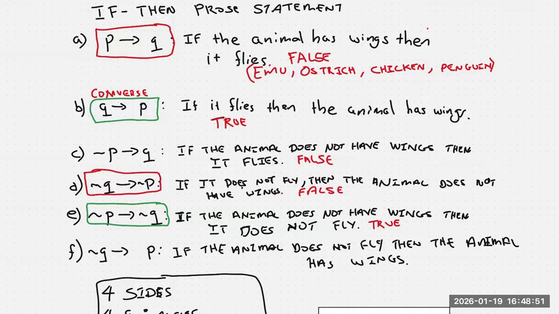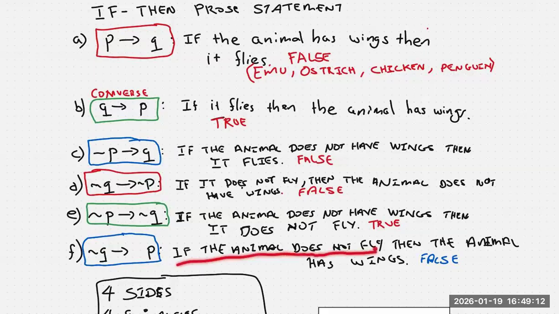We'll put them in blue. These two, C and F, are contrapositives. So they should have the same result. One is false, so the next one has to be false as well. If you want to check it, let's check it out. If the animal does not fly, then the animal has wings, which is obvious foolishness. The dogs don't have wings, and the dogs don't fly. But this is saying if the animal does not fly, then it has wings. There are only a few animals that are like that.